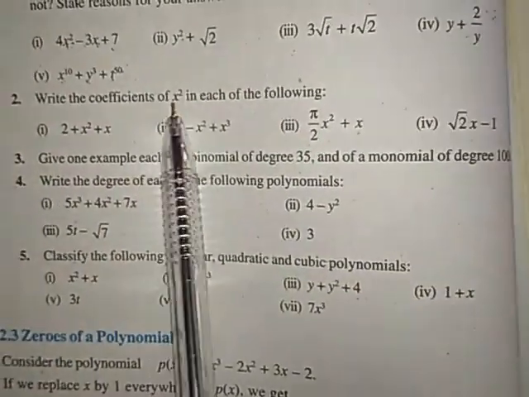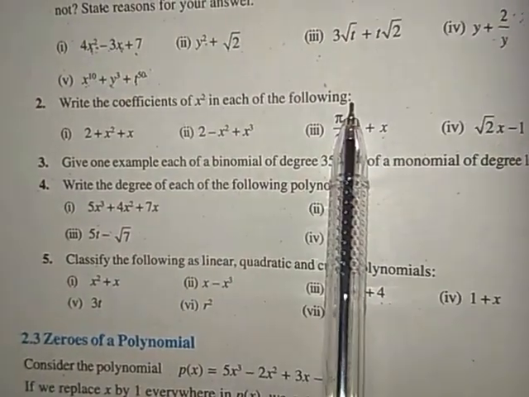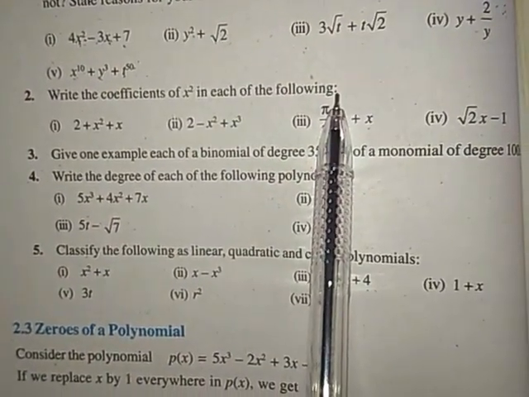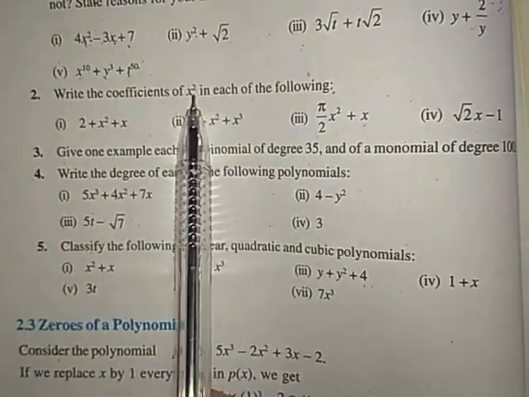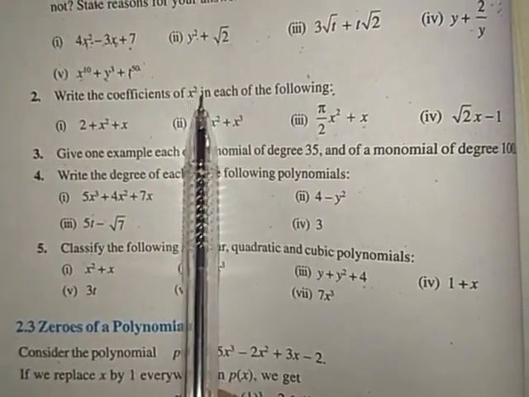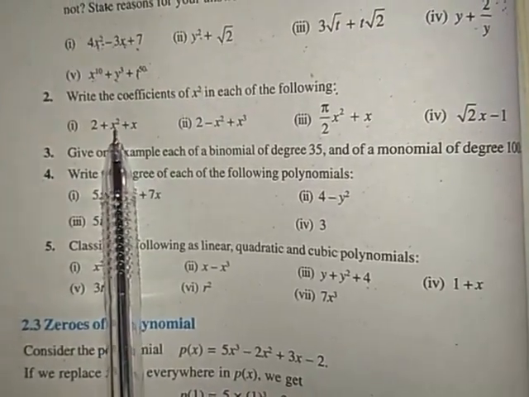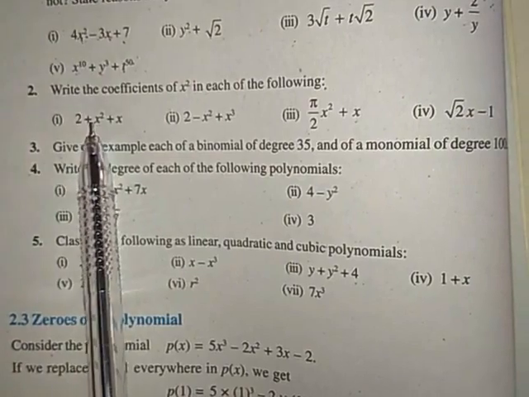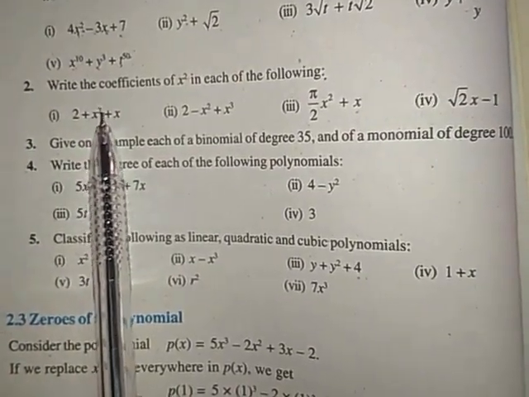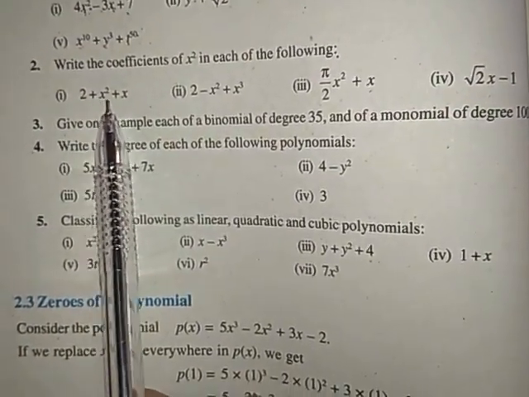Write the coefficient of x square in each of the following. Coefficient of x square means what constant number is with x square. What is here with x square? What is the constant number? Nothing. So it is 1. So the coefficient of x square here is plus 1.